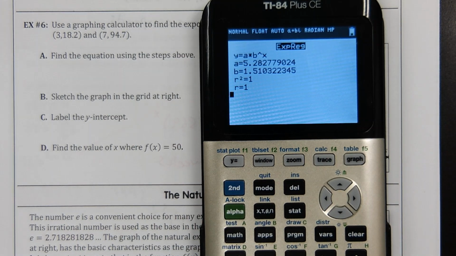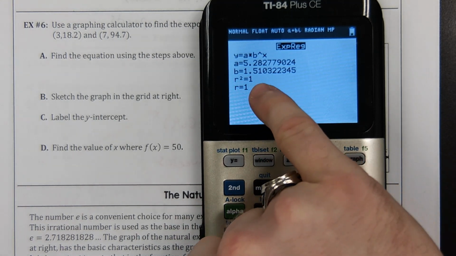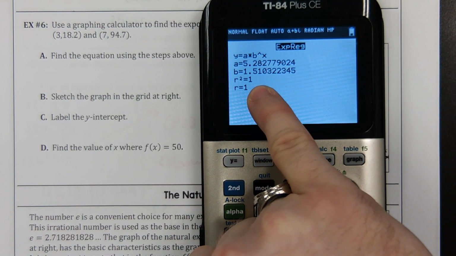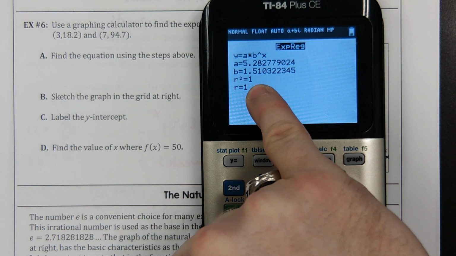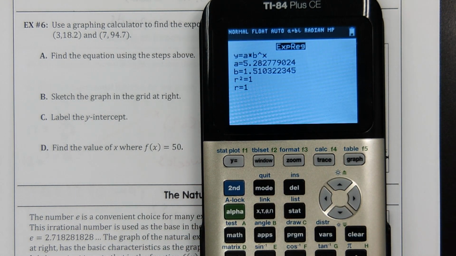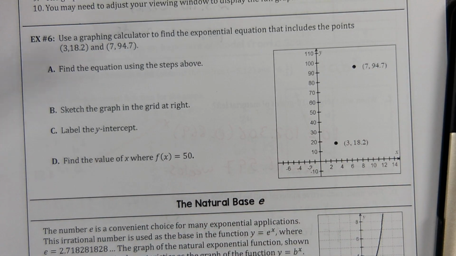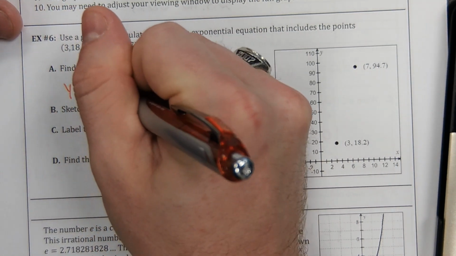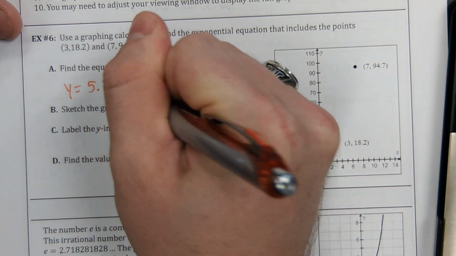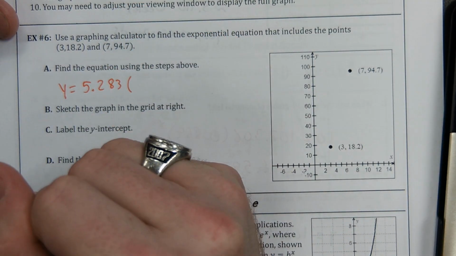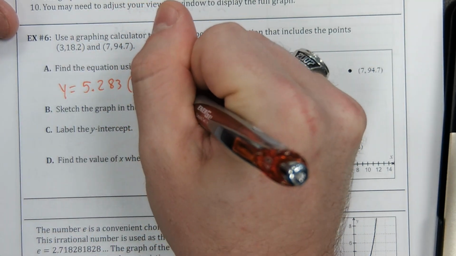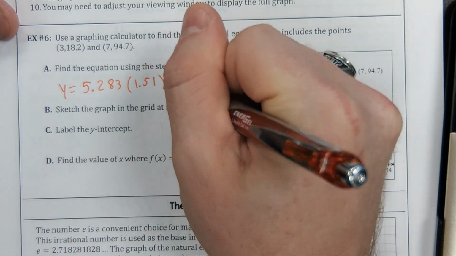Now to write this down, I am going to have to use 3 decimals, but I need you to realize that even though it is a perfect regression model, when I write it down with only 3 decimals, it's no longer perfect. And that's one of the reasons why we stored it. That way we're letting the calculator carry around all those decimals for us to give us more exact results. 5.283-ish times 1.510-ish, that is actually 3 decimals because the third decimal is a 0, raised to the x.